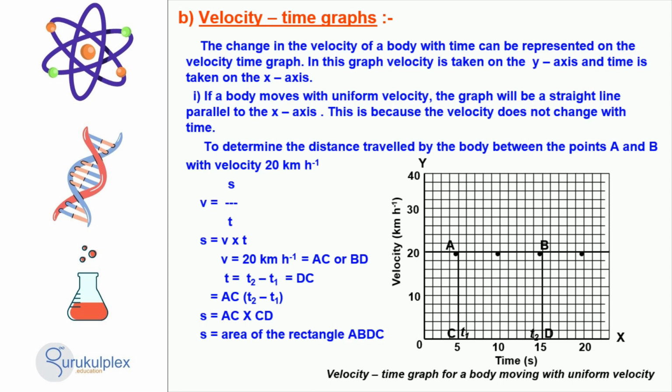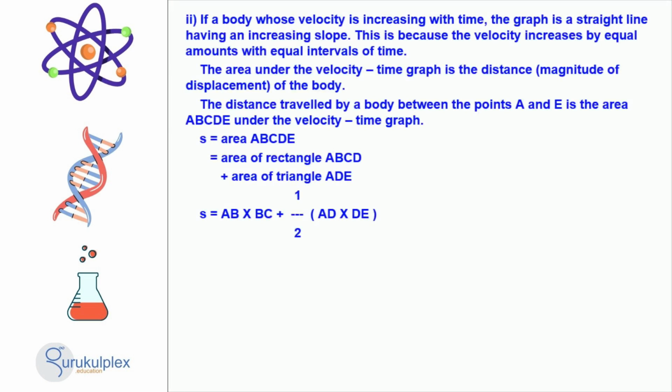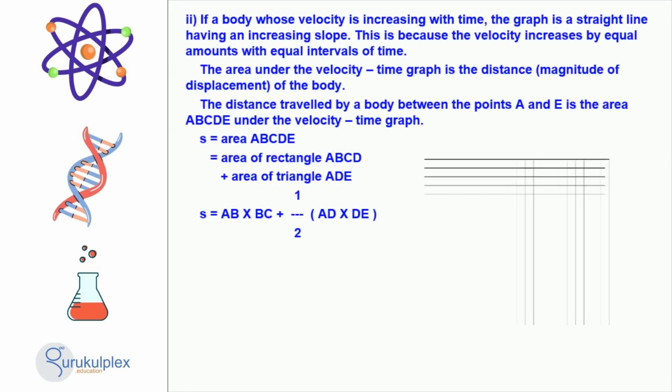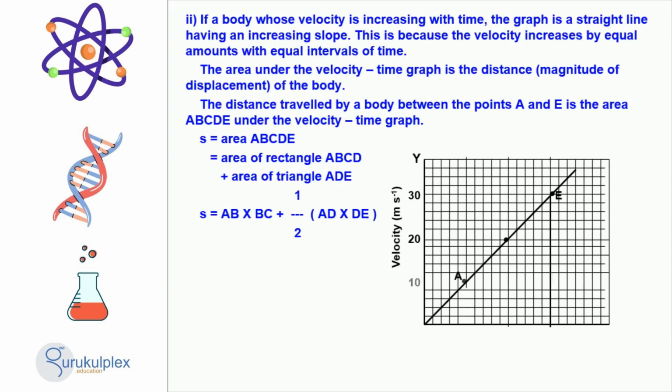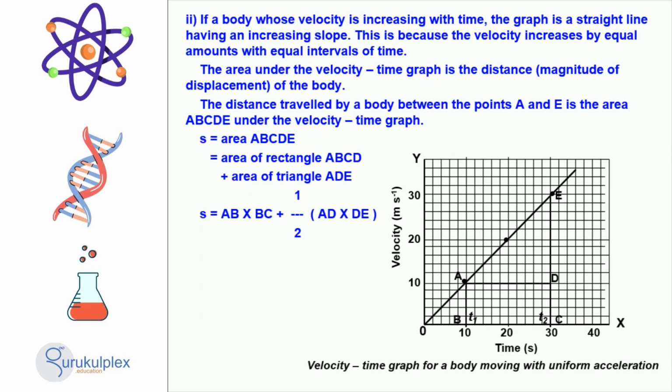This way, we are able to understand concepts of speed, distance and displacement through studying the graph. The relationship between velocity and time is demonstrated by a velocity time graph. A body moving with a uniform acceleration has a velocity time graph consisting of a straight line with an increasing slope, indicating that the velocity increases at an equal rate in equal intervals of time.